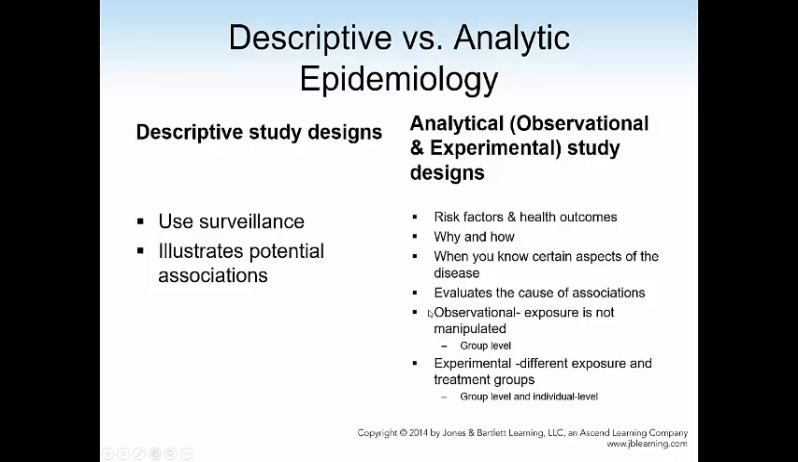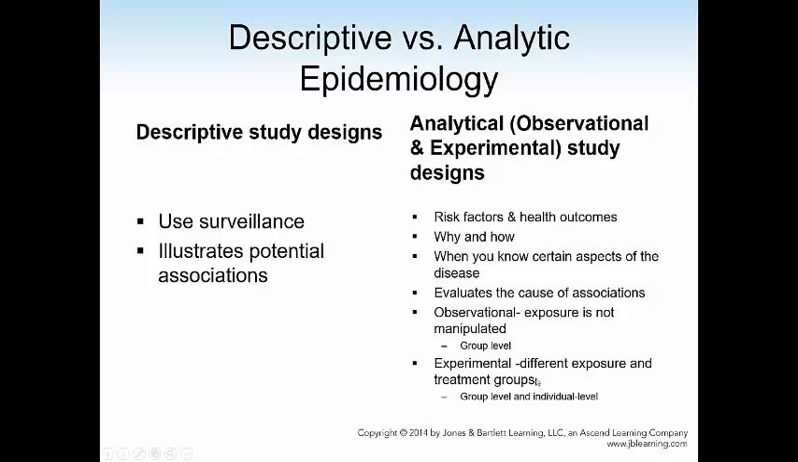The difference between the observational and the experimental is that in the observational, when you're looking at a population, you are not manipulating exposure. You're just looking at a particular group. You're observing. You're not changing any variables. You're just taking data.